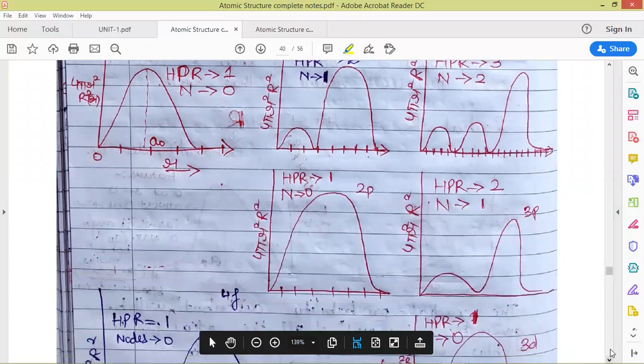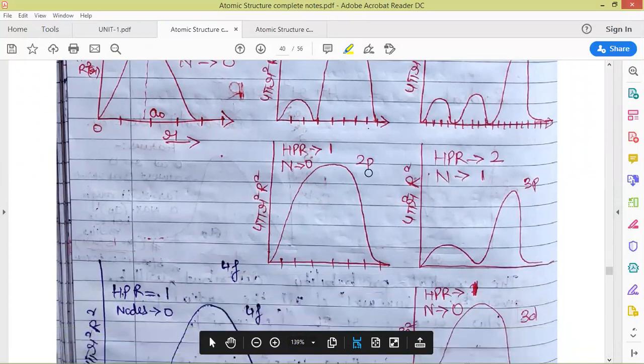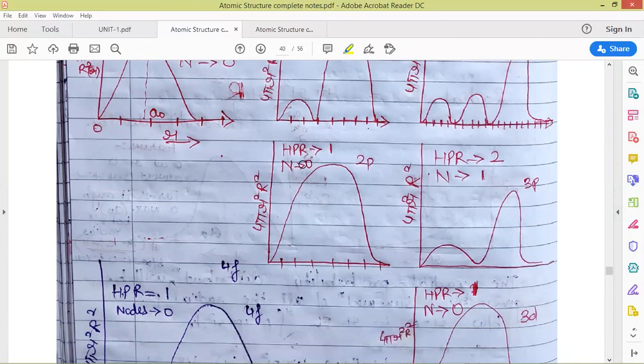Next we have for p orbital, this is the curve for 2p orbital. Next we have for 3p orbital. Here high probability regions are going to be based upon the formula n minus l. The value of l for p orbital is 1, n is 2. That means 1 high probability region and number of nodes is going to be 0. So it is going to be just 1 broad hump. Next for 3p orbital, 1 node and 2 high probability regions.